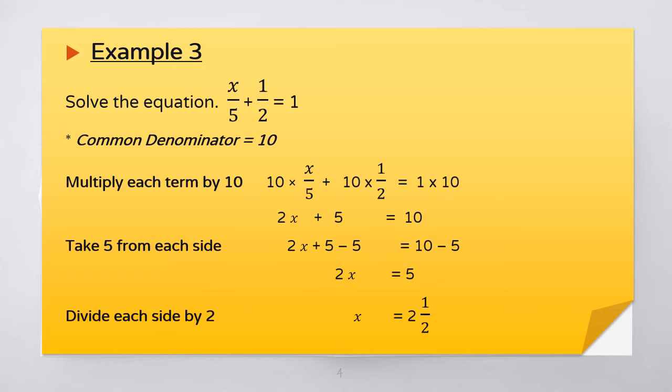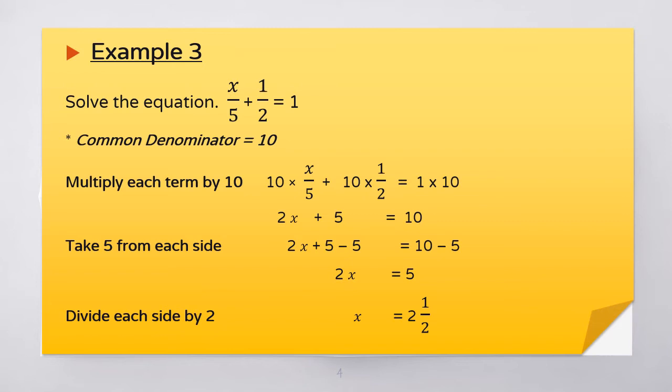So after multiplying each and every term by 10, if there are common factors, please cancel them out. And then you are getting this equation 2x plus 5 equals 10. Now this is a simple equation, so you can easily solve it. Take positive 5 from the left hand side. To cancel positive 5, you must add negative 5 to each side. Then in the left hand side you can see 2x. When it comes to the right hand side, 10 subtract 5 is 5.